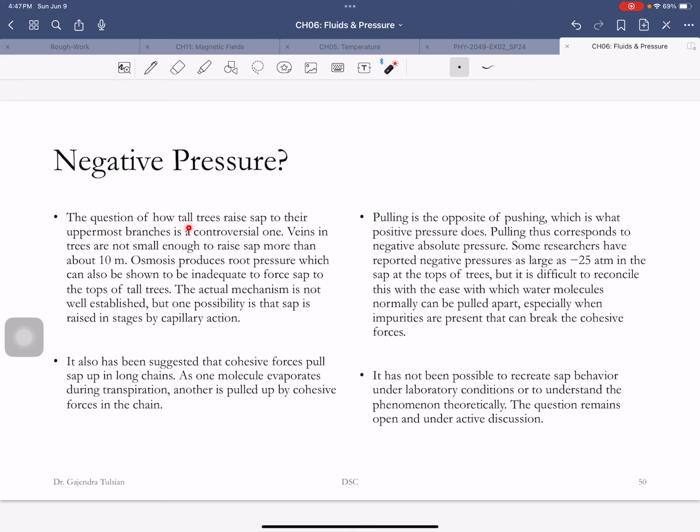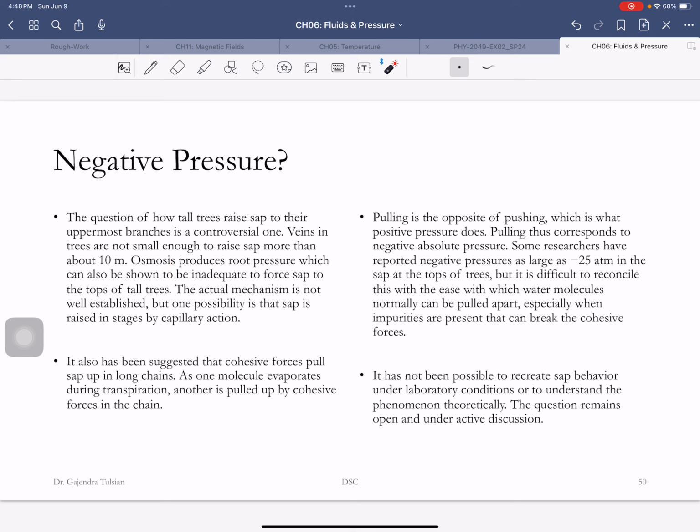So the question of how tall trees raise sap to their uppermost branches is a controversial one. Veins in trees are not small enough to raise sap more than about 10 meters, and there are trees that are over 100 meters tall. Osmosis produces root pressure, which can also be shown to be inadequate to force sap to the top of tall trees. We'll learn about osmosis next chapter.